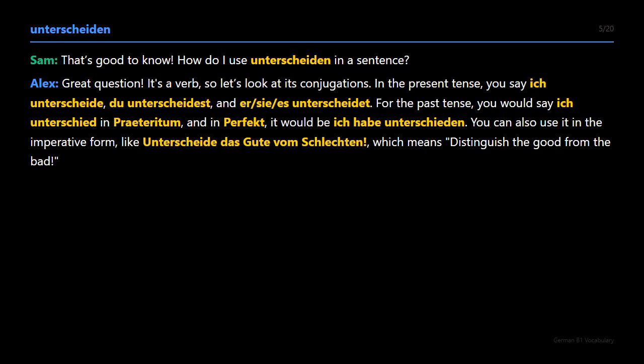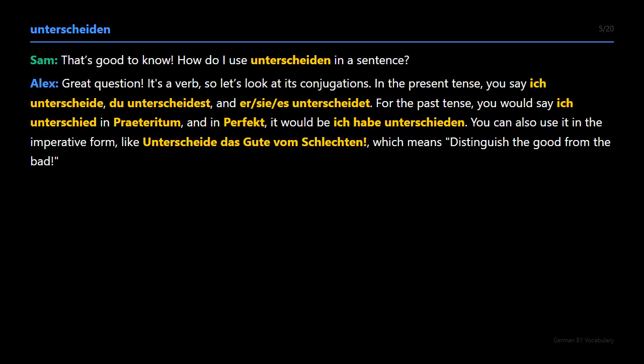Präteritum, and in Perfekt, it would be, ich habe unterschieden. You can also use it in the imperative form, like, unterscheide das Gute vom Schlechten, which means distinguish the good from the bad.